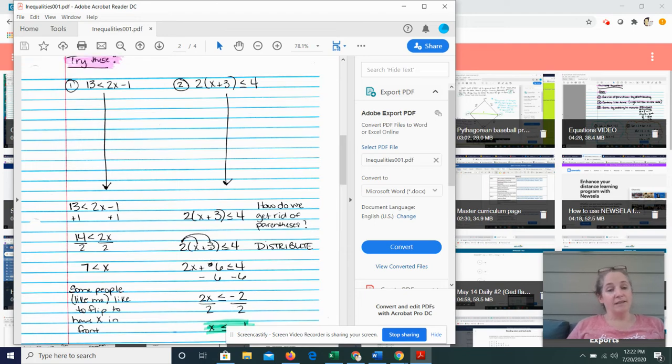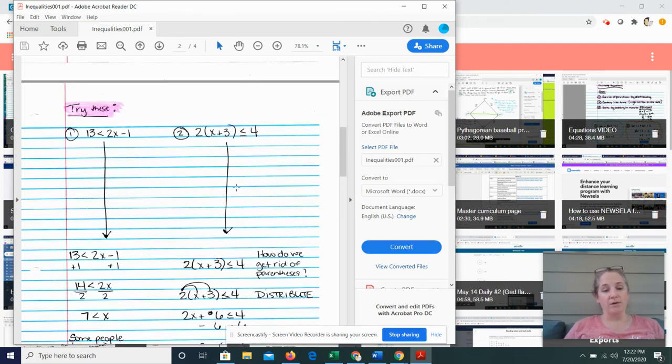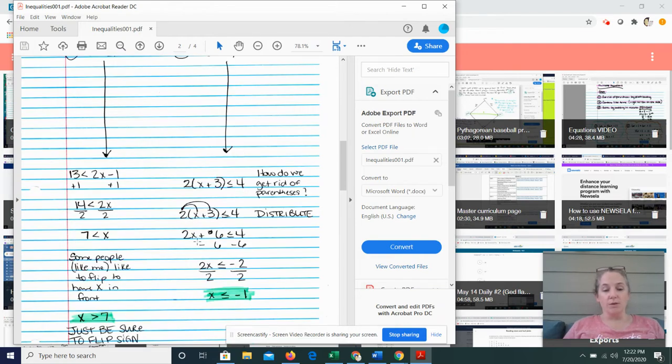So on this next one, we have parentheses. And do y'all remember how to get rid of parentheses? Works just like it does in an equation. You distribute. That 2 is multiplied by that x, and it's multiplied by that 3. So 2 times x is 2x. 2 times 3 is 6. And then you just copy everything else down.